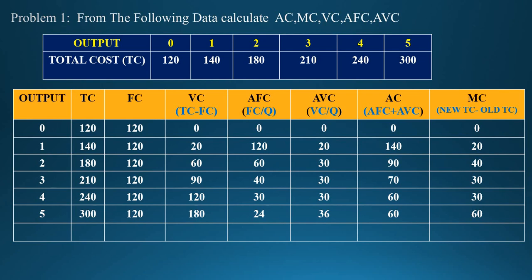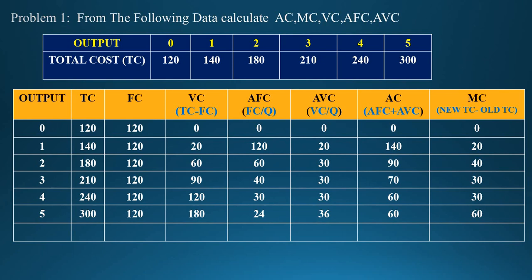Next VC is 60. 60 divided by output 2, then AVC is 30. Next 90 divided by 3, 30. Next 120 divided by 4, it is 30. Next 180 divided by 5, it is 36. Okay. So this is how we calculated the AVC.